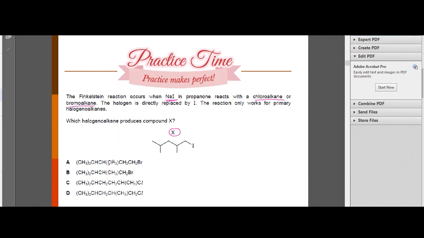Let's see whether we have A or not. For the answer, (CH3)2CH, and then CH again. Look here, we are here now. CH connected to CH3, and then CH2, CH2Br. In the presence of NaI, once again, Br will be replaced by I. Is it true, A? No, it is wrong, right?